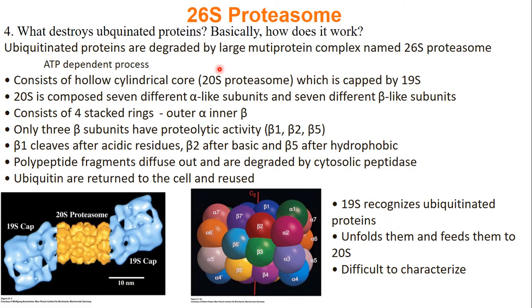What destroys ubiquitinated proteins, and how does it work? The 26S proteasome is the superstructure that destroys our ubiquitinated proteins. The 19S will recognize ubiquitinated proteins and unfold them, and then they go into the 20S to be chopped up. Only 3 beta subunits, beta 1, beta 2, beta 5, do the chopping. Beta 1 cuts after acidic residues, beta 2 after basic, and beta 5 after hydrophobic residues.